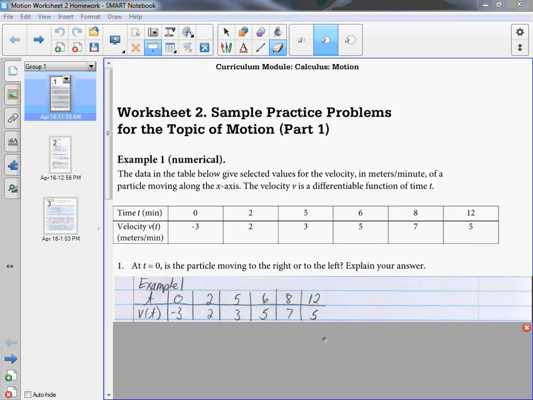And now we take a look at worksheet 2. Worksheet 2 has us looking at motion numerically in example 1, graphically in example 2, and analytically in example 3. The AP people are really big on you being able to figure all this out. They want you to be able to crunch the numbers analytically. They want you to know what the graph looks like, and they like tables. So that's what the numerical is.